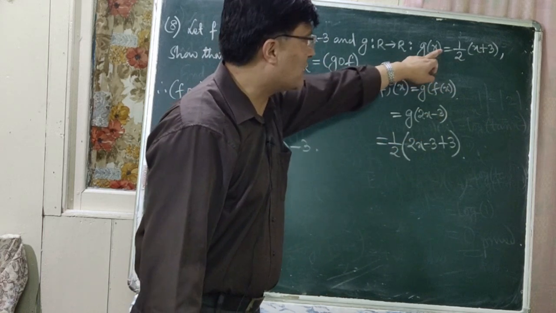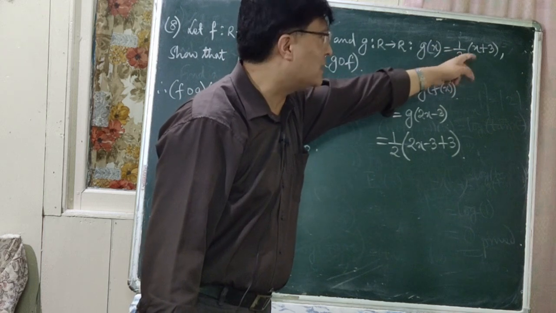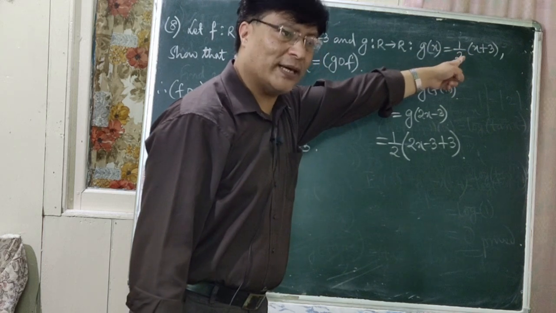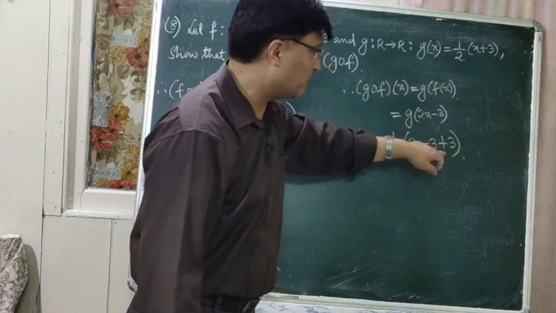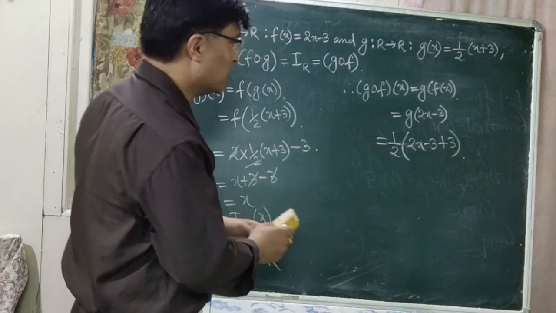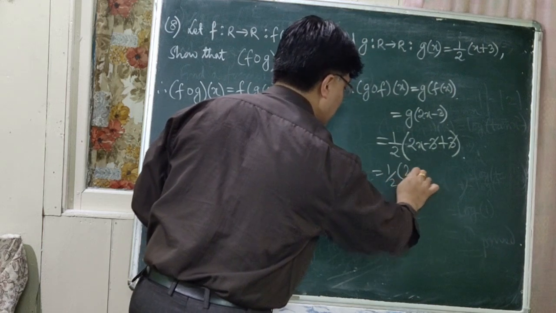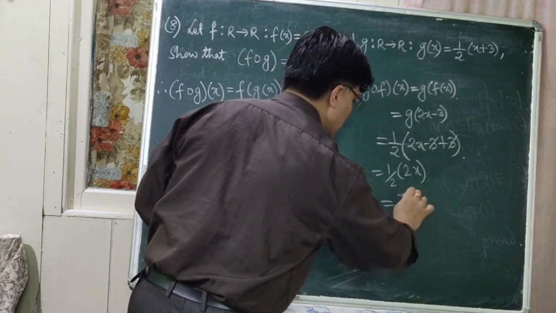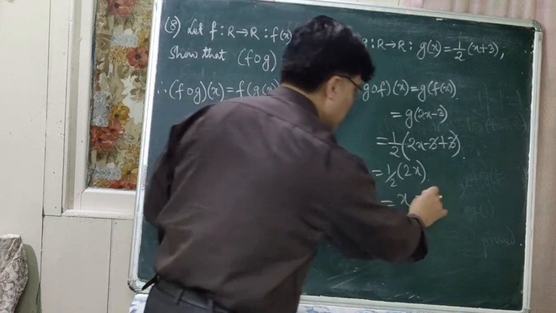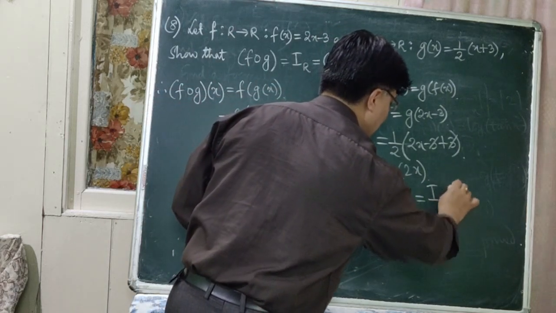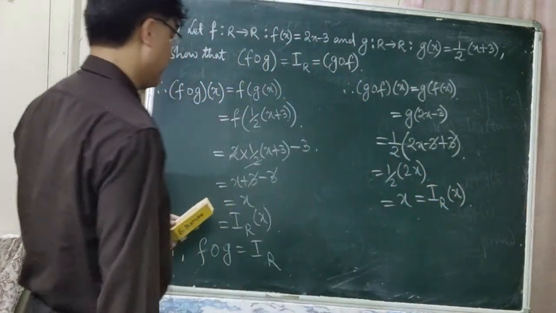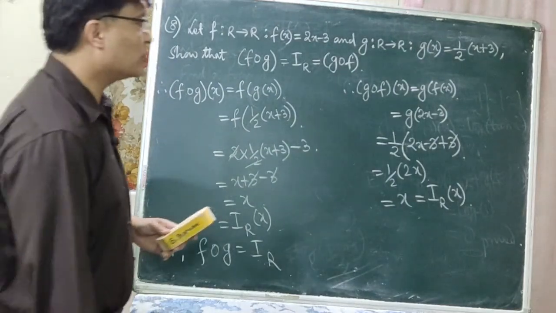So g of 2x minus 3 is equal to half within bracket. Instead of x, you put 2x minus 3, then plus 3. You will get this expression, isn't it? So here 3 gets cancelled, which is equal to half into 2x. Again 2 gets cancelled, which is equal to x, which can be written as IR of x. So I think you have understood it.